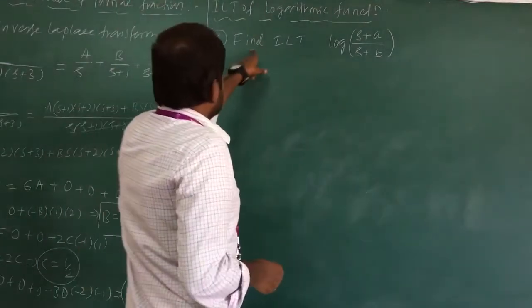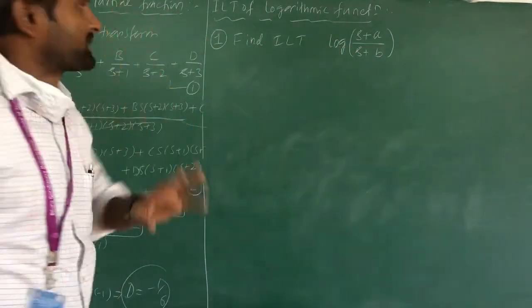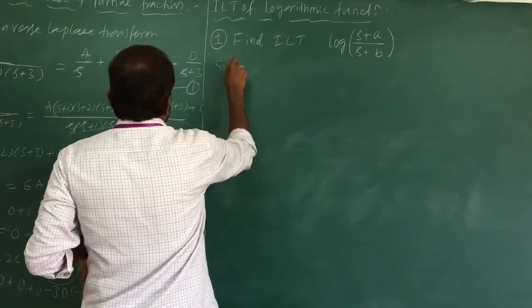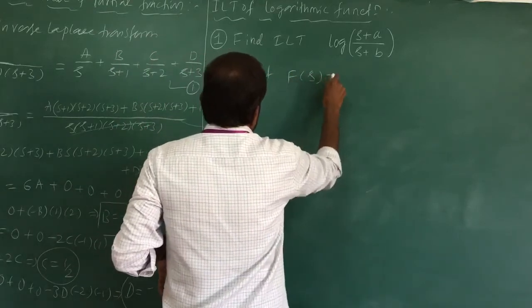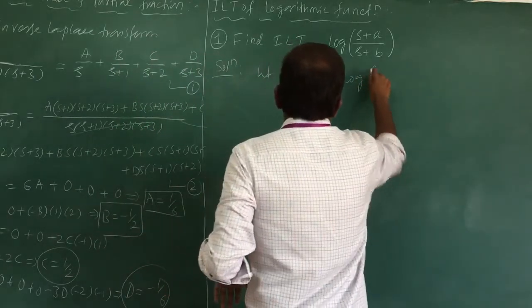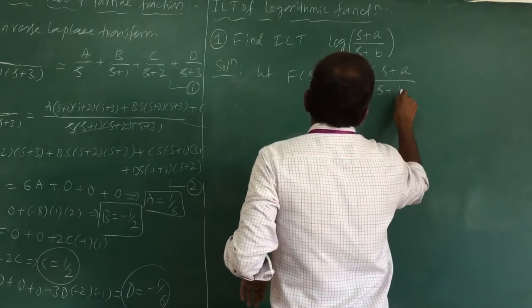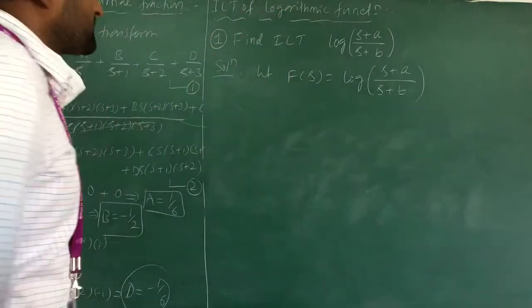Find the inverse Laplace transform of log of (s plus a) by (s plus b). Very simple. Now see, the solution is: let capital F of x be what you have, and taking both the sides, f of s. F of s is log of (s plus a) by (s plus b).